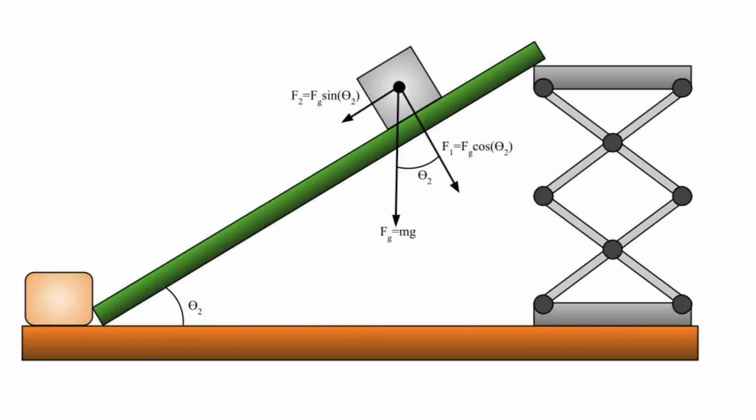Now, let's look at the physics of the inclined plane using this force diagram. The block's total weight, F sub g or m times g, is decomposed into two components. The component pressing the block into the ramp is the normal force, N, which is equal to mg cos theta. The component pulling the block down the ramp is mg sin theta. Friction F always balances the downslope force.